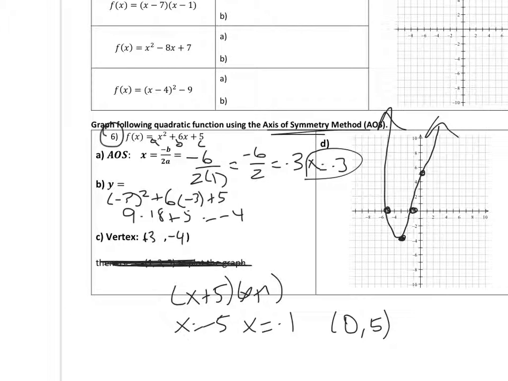Remember to graph that axis of symmetry, which is a vertical line. Sorry, my lines are getting bad. Right through at x equals negative 3.